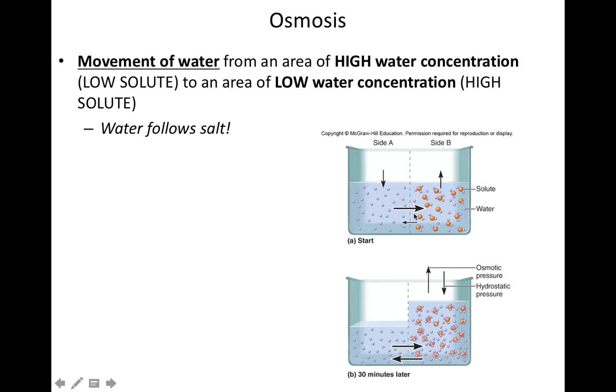Now, the membrane here is not permeable to the solute, so simple diffusion isn't going to help here. We can't get the solutes to equilibrium. So water will begin to move to side B in order to dilute out some of the concentration here. So water will move to wherever there is more salt.